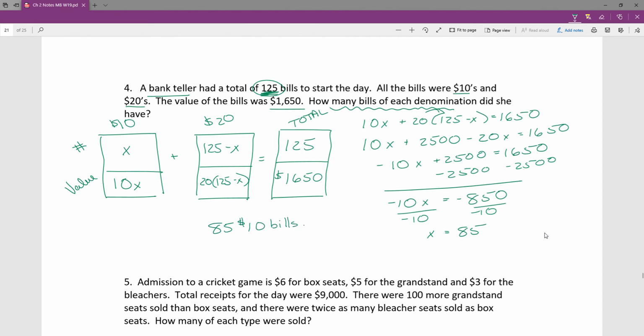And then she has 125 minus that 85 for the number of $20 bills, or 40 $20 bills. And I don't always show my work on that. I would just probably look back here and then do the math. So 125 minus 85 on my calculator gives me 40 of the $20 bills. So I find that, after 3 examples like this, usually people are hitting their stride and it's feeling pretty good.